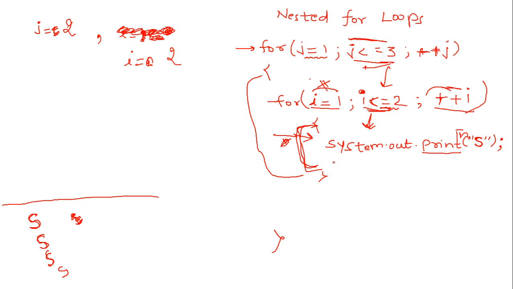After this block executes, we will again increment the i by 1. So if I increment, the i value will become 3. Once i becomes 3, this condition will be false: 3 less than or equal to 2, condition false. So we will come out of this for loop, and this for loop is over, right? Once this is over, this whole statement will again repeat.